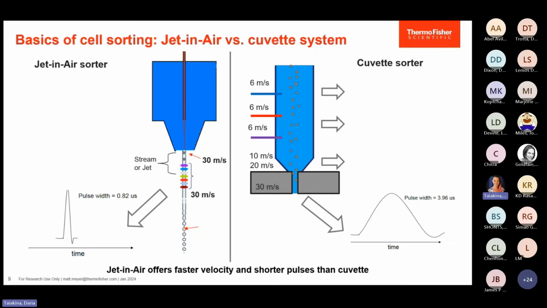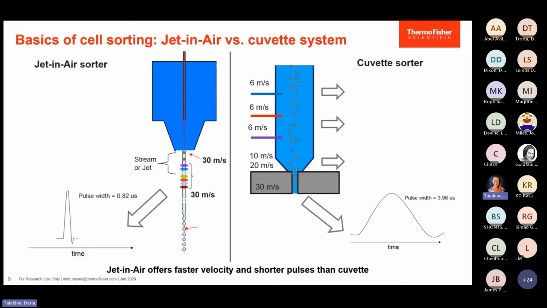A cuvette-based sorter is going to have a cuvette where the sample passes through, and that's going to change the velocity of those particles. In this case, it might slow down to around 6 meters per second, then reaccelerate when it's hydrodynamically focused up to 10 meters per second, 20 meters per second, and then finally reach its top speed of 30 meters per second as it exits the orifice of that nozzle tip.